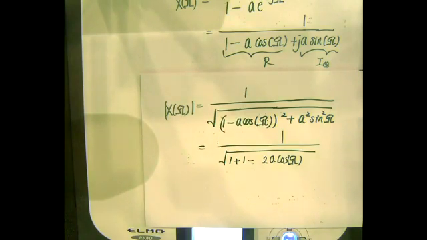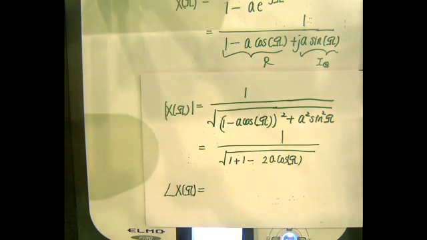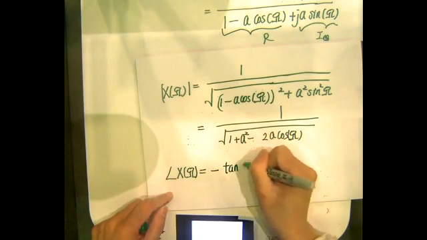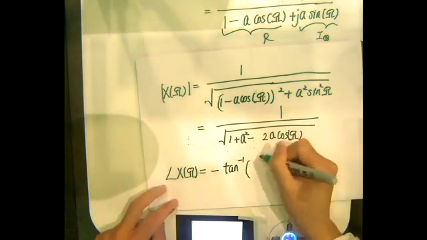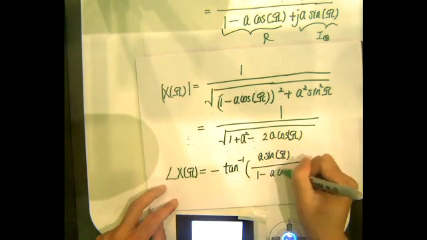And what is my phase? So my complex number, 1 plus A squared. Yes, sorry, it's A squared, yes, correct. So if you consider the phase, my complex number appears in my denominator. So I will calculate this complex number's phase and put a minus sign here. So I will have minus tangent inverse. My imaginary part is A sine omega. My real part is 1 minus A cosine omega.